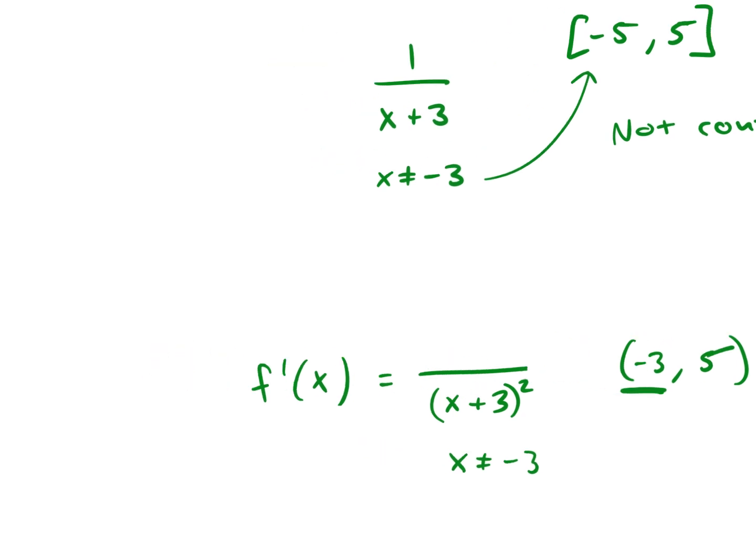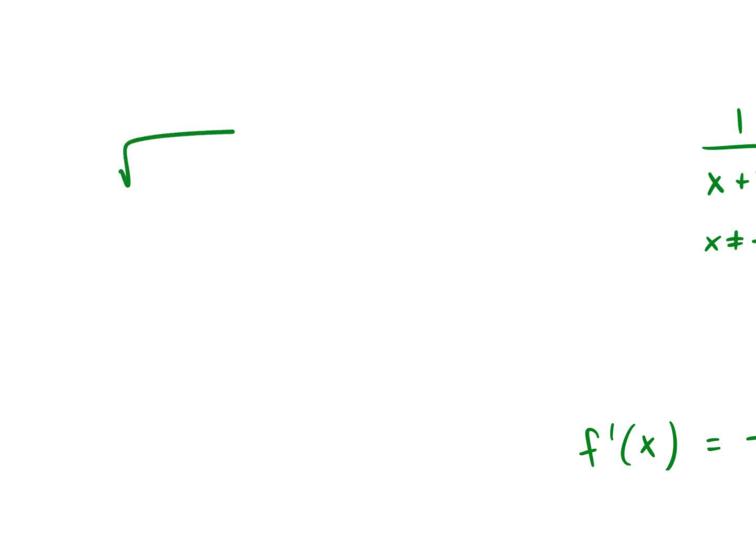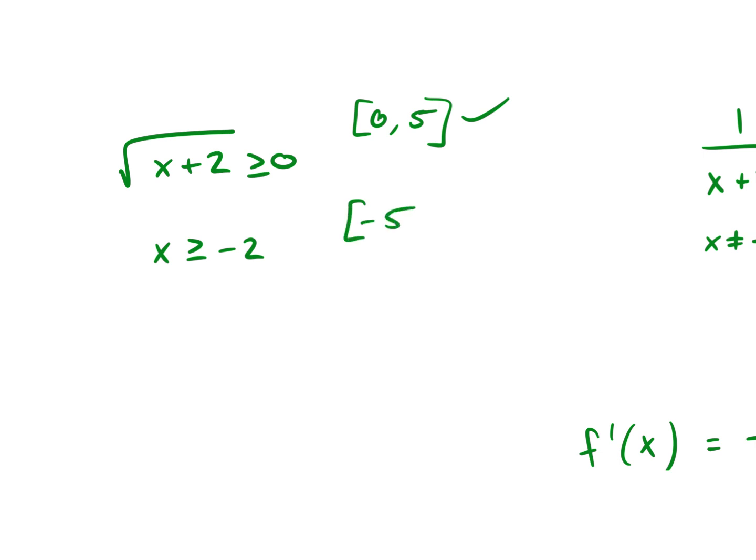Same idea with the square root. If our function was the square root of x plus 2, we know that x has to be greater than or equal to -2. So depending on what our interval was, it couldn't be anything less than -2. So if our interval was from 0 to 5, we're good. But if our interval was from -5 to +5, this is not continuous. It doesn't exist on here.